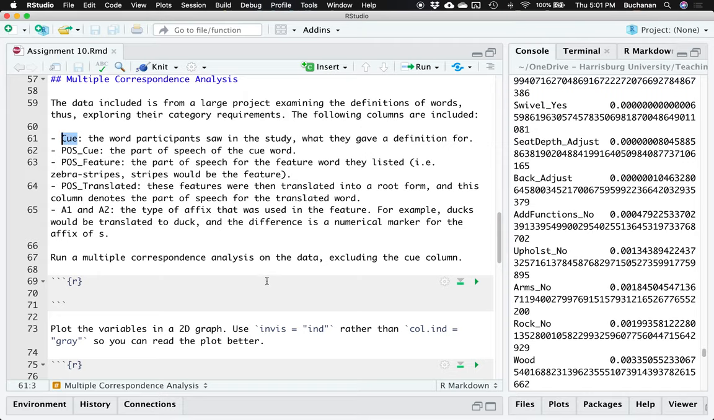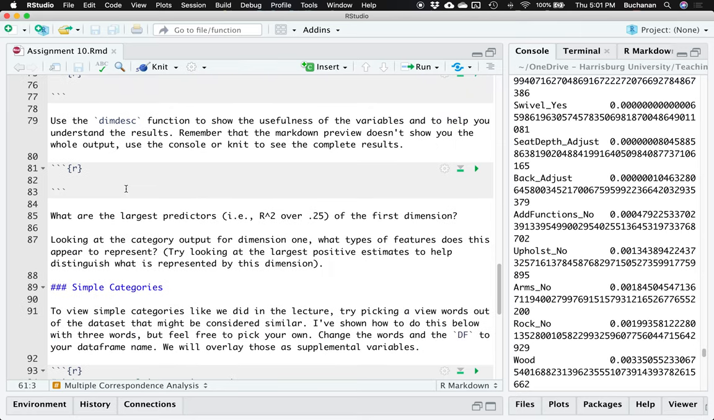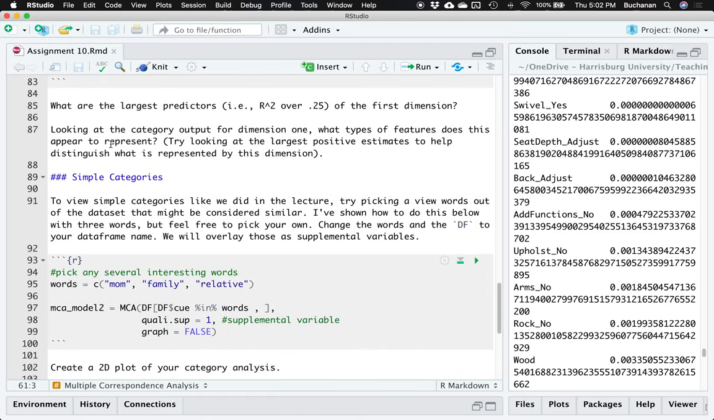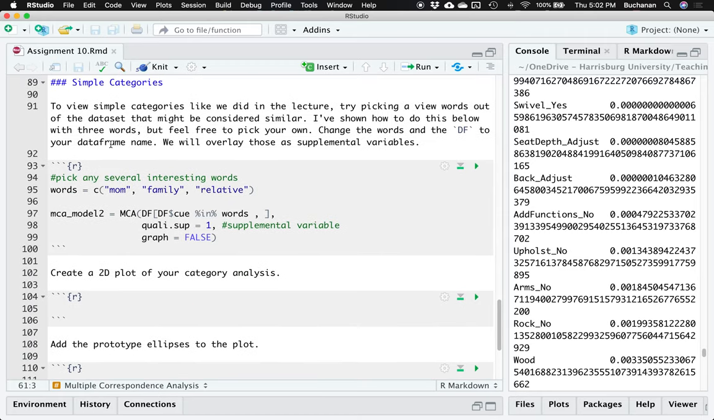So exclude that Q column and run the multiple correspondence analysis. Create some pretty plots. Look and interpret the dimensions. There's going to be a lot going on here, so you can think about what are the highest four or five weights and interpret those. Okay. Interpret the R squareds. And then create yourself some simple categories. You can look at the words that you've imported and pick a few of them.